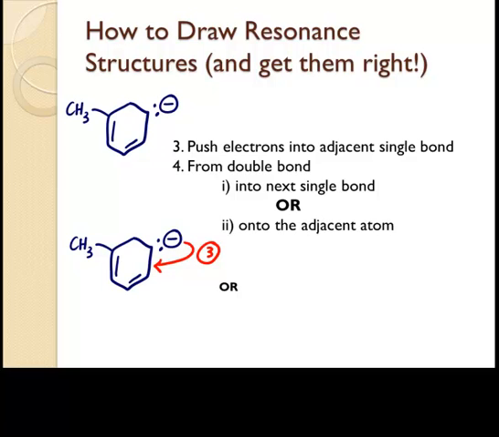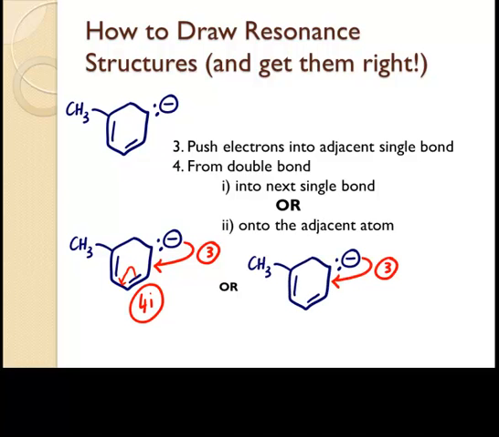Now step 4 is where there are 2 choices when drawing resonance structures, so I'll show both of them. Step 4.1 is from the double bond into the next single bond. Or you can go from the double bond onto the adjacent atom. That's step 4.2. Look at where that arrow is pointing. It's pointing directly onto that carbon atom to show that the electrons will stop and be positioned directly on the atom. So those are the two paths that you have.